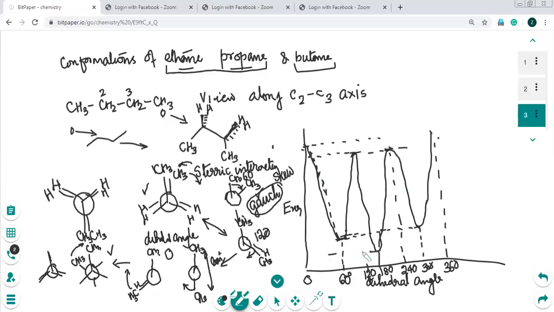The two energy minima are the anti-conformation and skew conformation. This is skew and this is anti, where the dihedral angle is 180. And here it is eclipsed conformation. Both are syn. Syn means on the same side. Both are syn and eclipsed conformation.